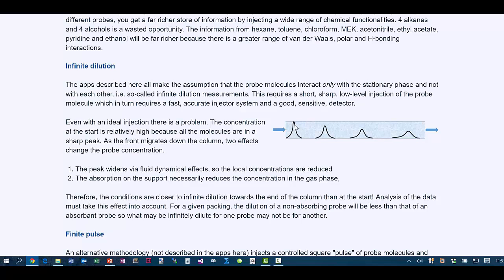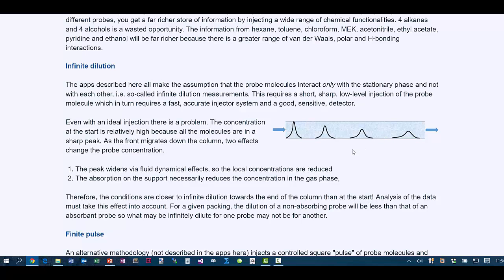At the start, you have a high concentration at the center of the peak, and this may well exceed infinite dilution. As the probe goes down the column, the peak widens and gets shorter, and that's for 2 reasons. The widening is, of course, some fluid dynamic effects, flow effects, but also the absorption of the probe onto the support helps it linger, reduces the concentration in the gas phase, and therefore you get closer and closer to ideal. So this part of the experiment is closer to ideal than that. So when you do the analyses, you have to take this changing in ideality or in infinite dilution as it goes down the column.